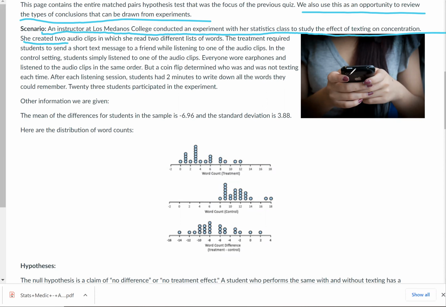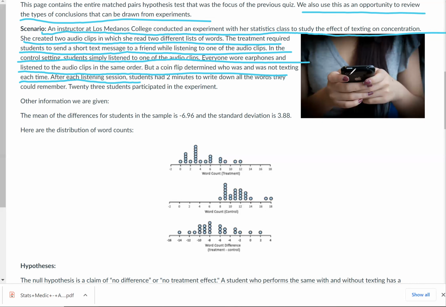She created two audio clips in which she read two different lists of words. The treatment required students to send a short text message to a friend while listening to one of the audio clips. In the control setting, students simply listened to one of the audio clips without texting. Everyone wore earphones and listened to an audio clip in the same order, but a coin flip determined who was and was not texting each time.